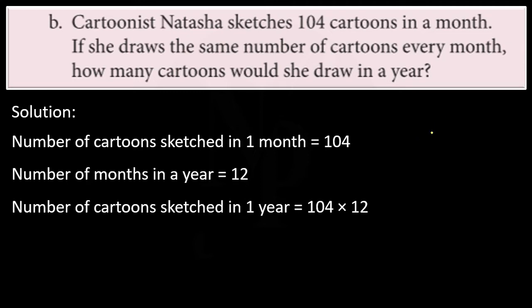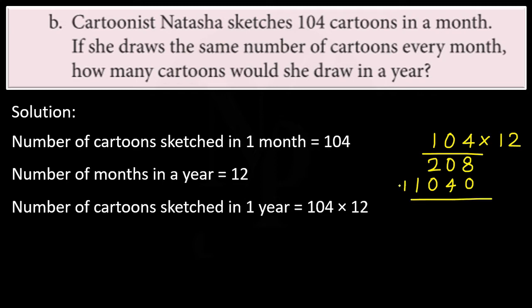So let us write down 104 into 12. Now we multiply this. 2 4s are 8. 2 into 0 is 0. 2 1s are 2. Next we put a 0 here in ones place and then we multiply by 1. 1 4s are 4. 1 into 0 is 0. 1 1s are 1. Let us add these numbers.